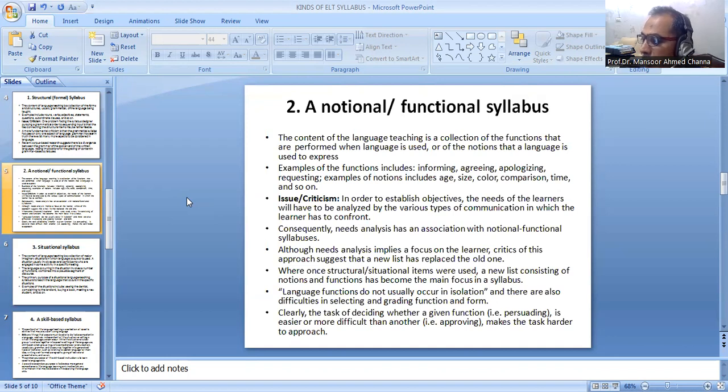Where once structural or situational items were used, a new list consisting of notions and functions has become the main focus in syllabus. Language functions do not usually occur in isolation, and there are also difficulties in selecting and grading function and format. Clearly, the task of deciding whether a given function, that is persuading, is easier or more difficult than another, that is approving, makes the task harder to approach.